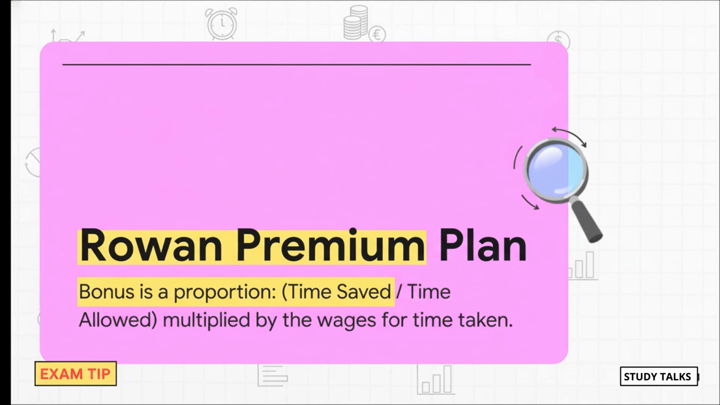Now, Rowan is a little bit more of a head-scratcher, but it's totally manageable. You still get your guaranteed wage for the time you took, but the bonus is calculated differently. It's based on a proportion. You figure out what percentage of the standard time was saved. If you save 2 hours on a 10-hour job, you save 20%. You then get a 20% bonus on top of the wages for the time you took. It's a bit more complex, right?